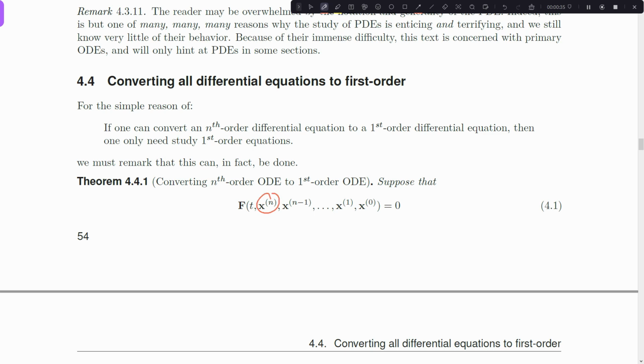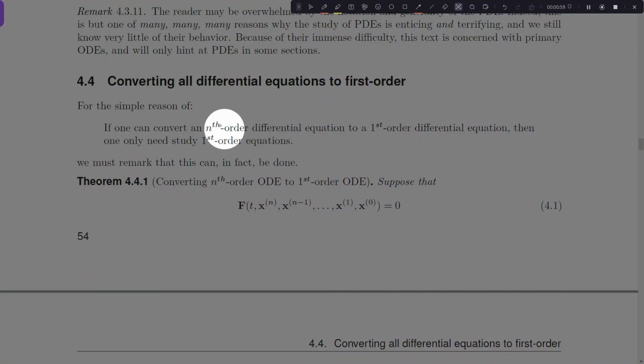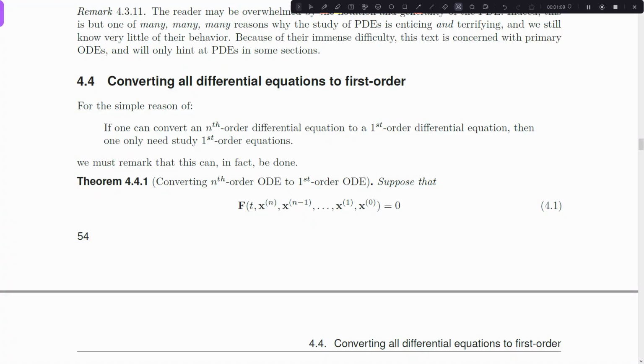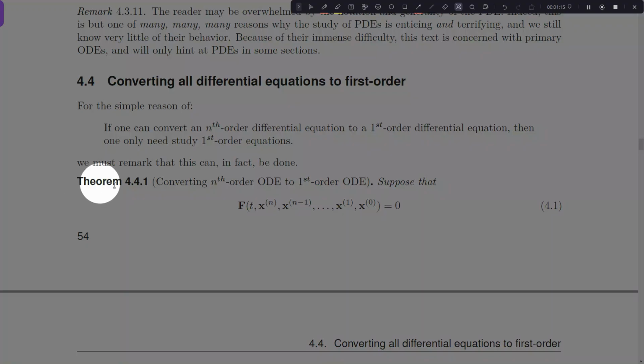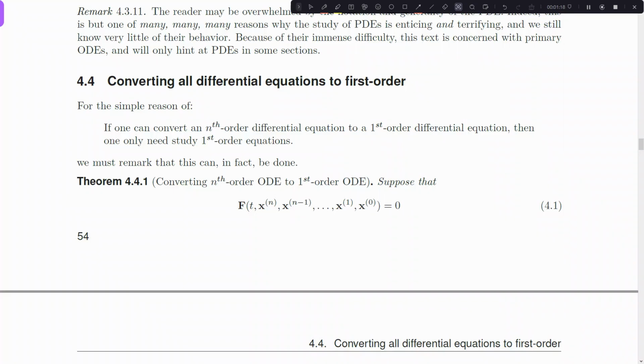The top number of derivatives of an ODE, so in this case n, that's the order of the ODE. So the top number of derivatives is the order. That's just something to keep in mind. This is an nth order ODE. And there's this very nice idea that if we can convert an nth order ODE into a first order ODE, then we really only need to study first order ODEs because, well, everything's a first order ODE then. So there's a theorem that actually lets us do that. And this is theorem 4.4.1 that, like I said, we're going to reference all the time.